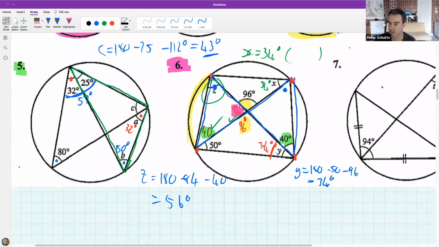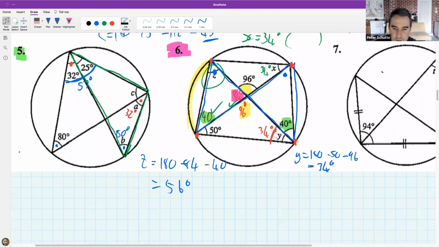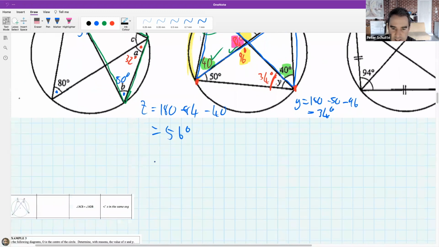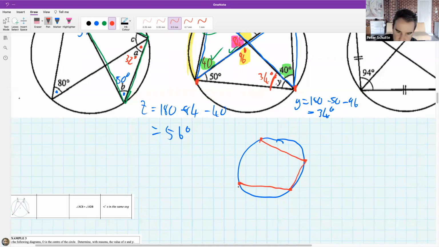Okay, Fatejo says, I was going to define a cyclic quad again. Let me try and talk about what a cyclic quad is. All a cyclic quad is, is when you have a quadrilateral, a four-sided shape, where each of the corners are on the circumference of the circle, on the edge of the circle. So that is what we call a cyclic quad.